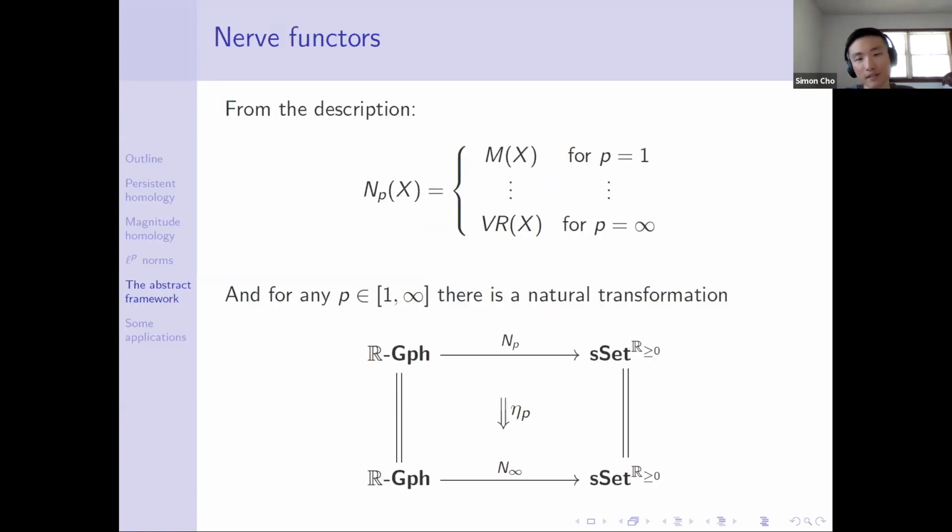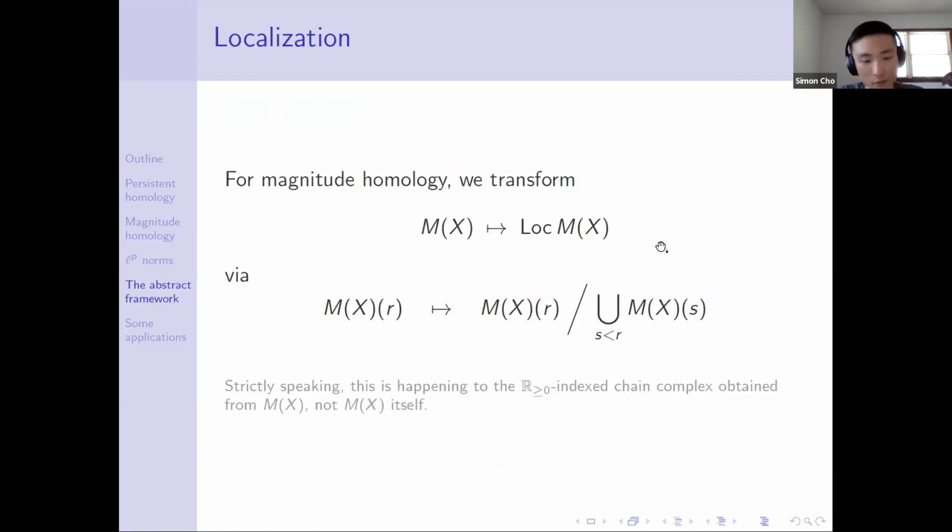Okay, and now it's time for me to make good on the promise to explain what I meant by localization. So at this point, if you just took the L infinity complex and applied homology pointwise along this R, that's just persistent homology. And then you might say, okay, well, let P equal 1 and then take homology. Well, that's not magnitude homology. You have to localize first. And so now I'm going to explain what I mean by that.